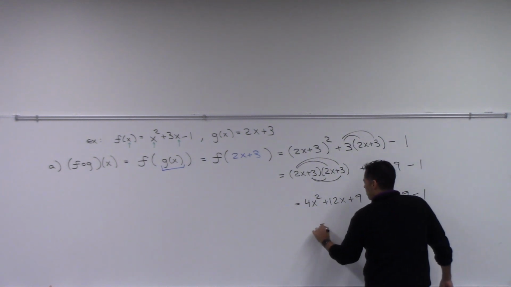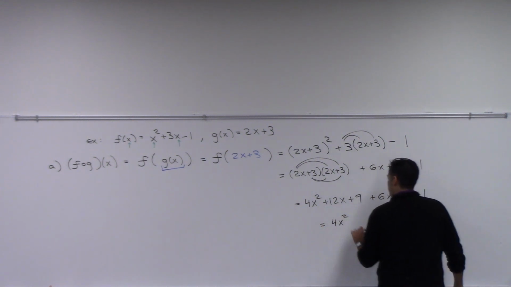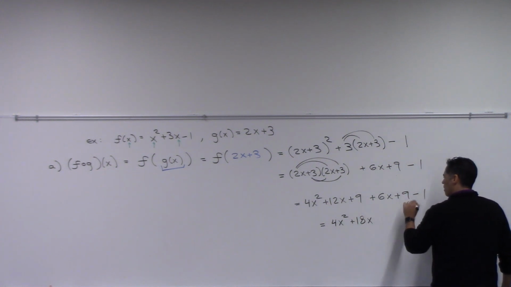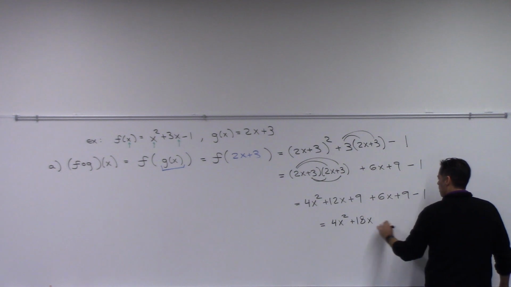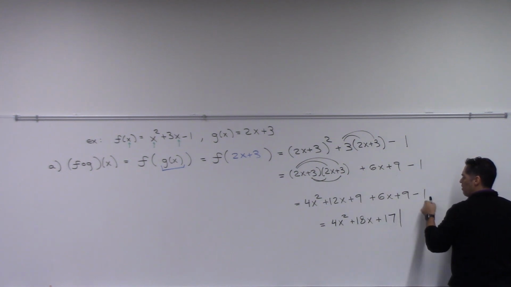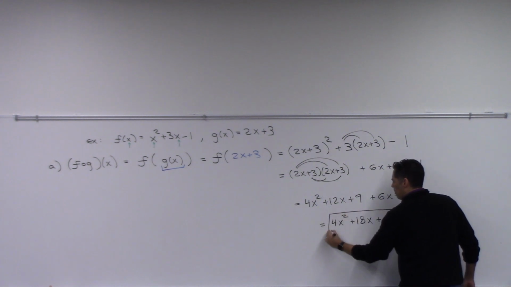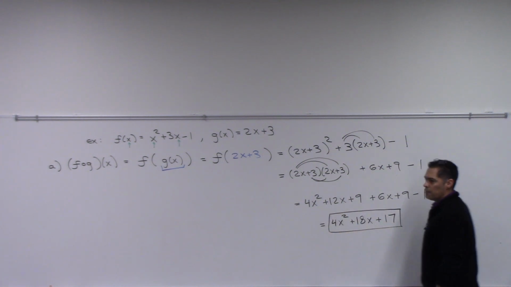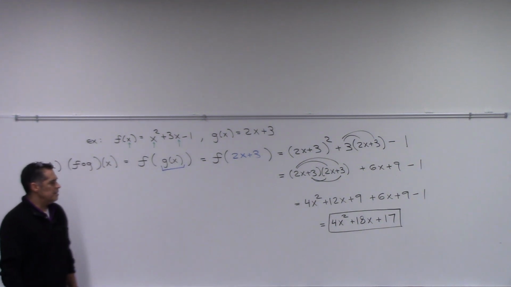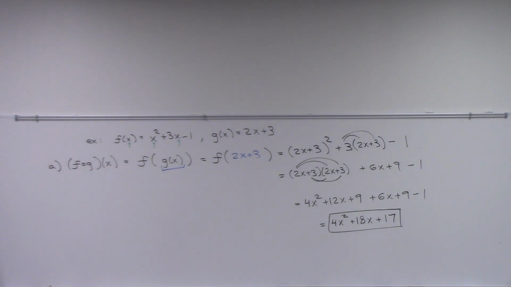Collect like terms, 4x squared plus 18x plus, let's see, plus 17. Right, 9 plus 9 is 18, take away 1. There we go. Nope, that's it. That's your answer. Now, what does this new function do? Quadratic. It's a quadratic, but let's see, what does it do?